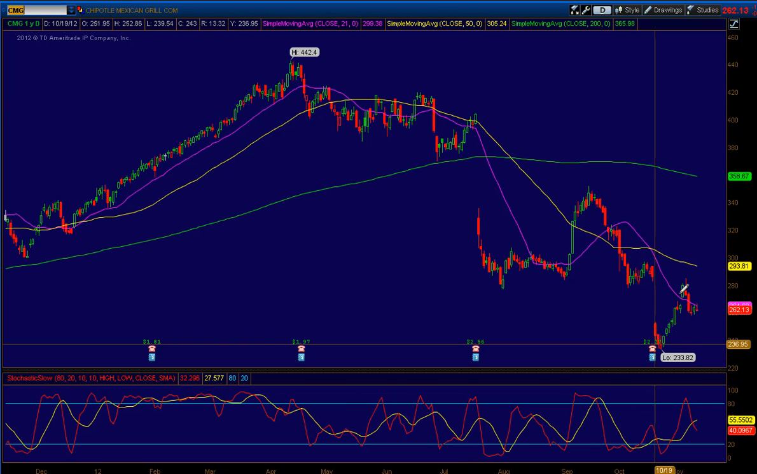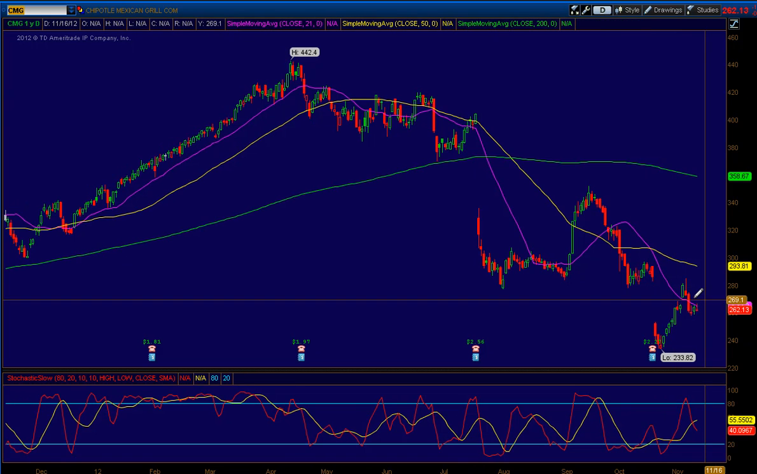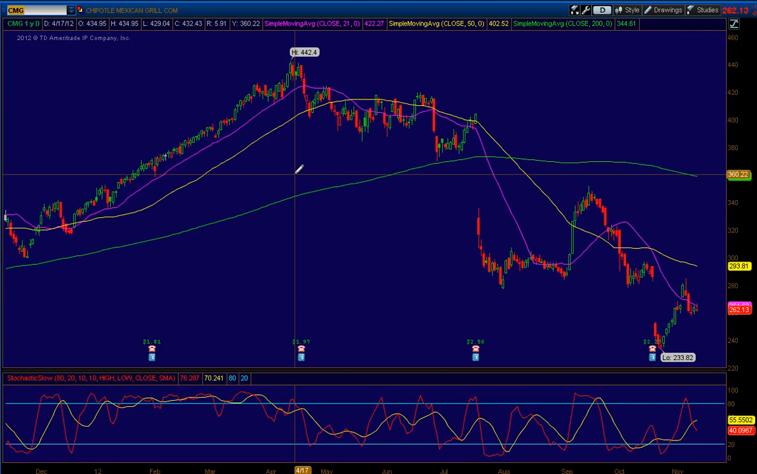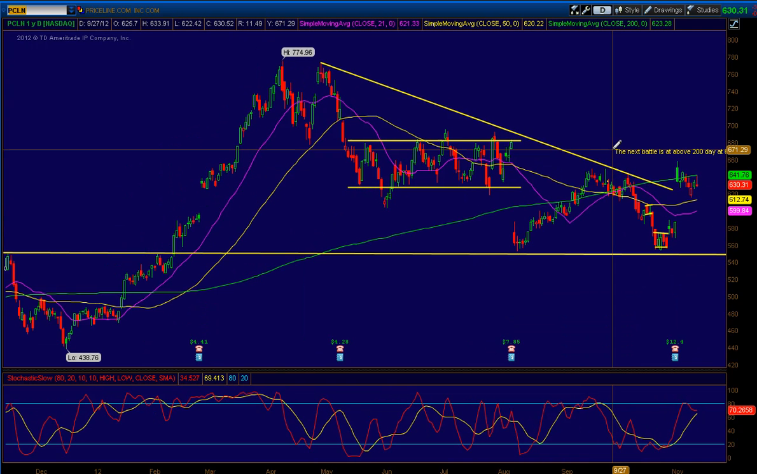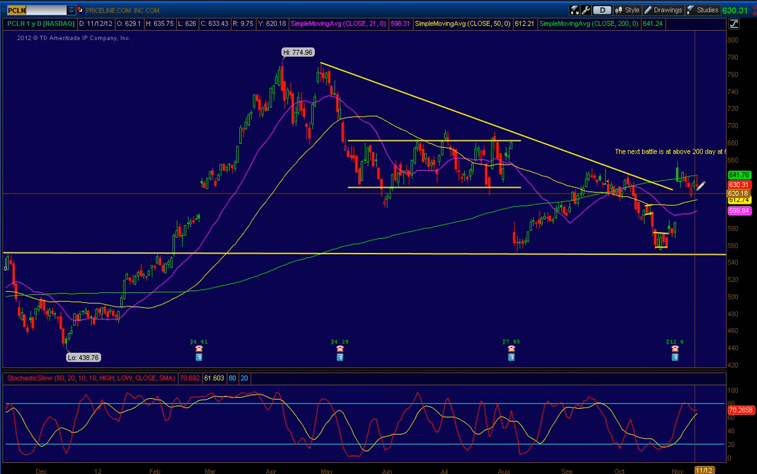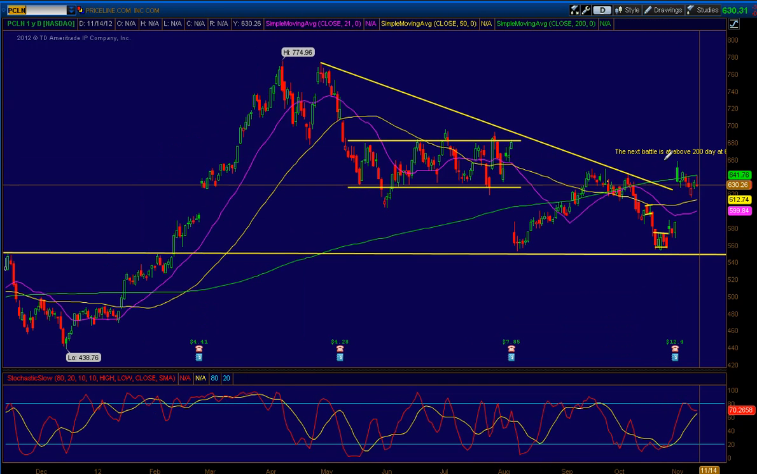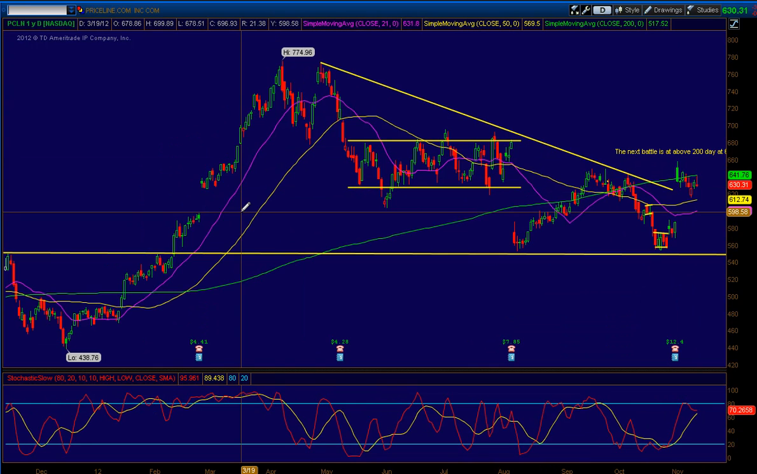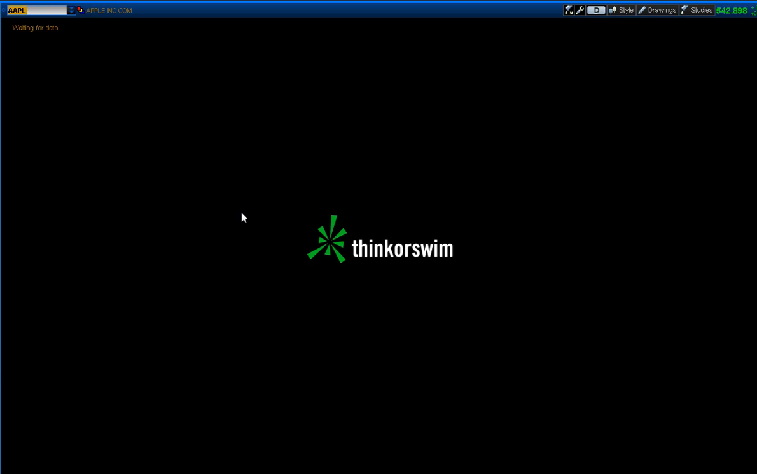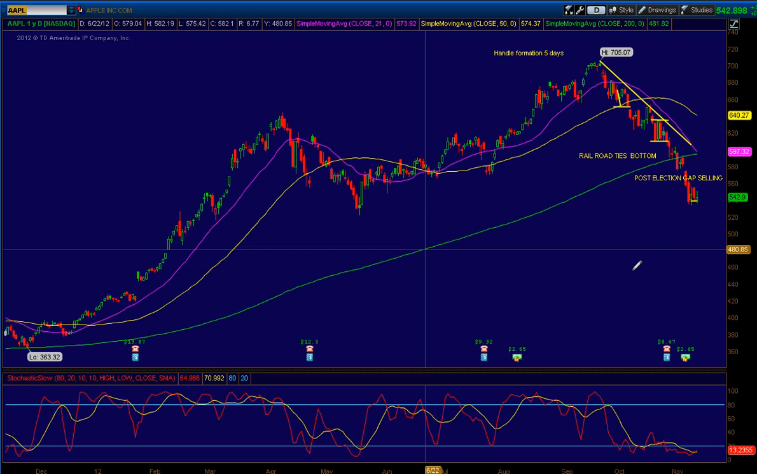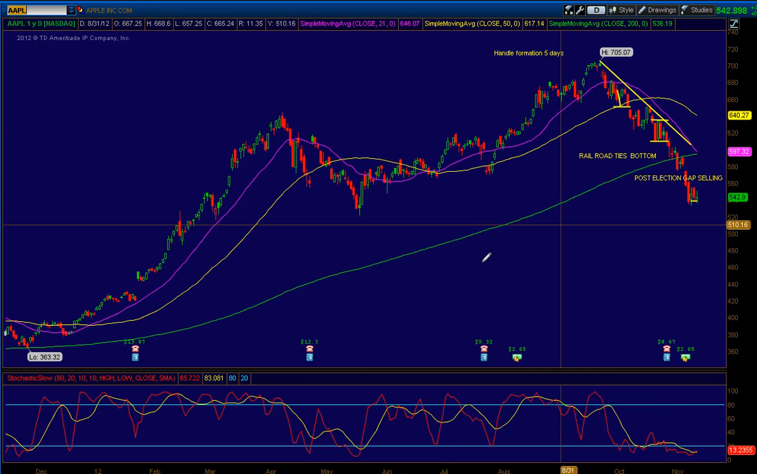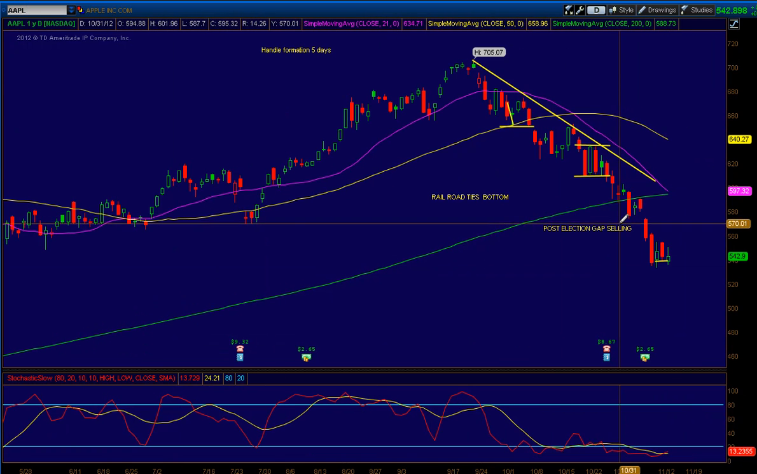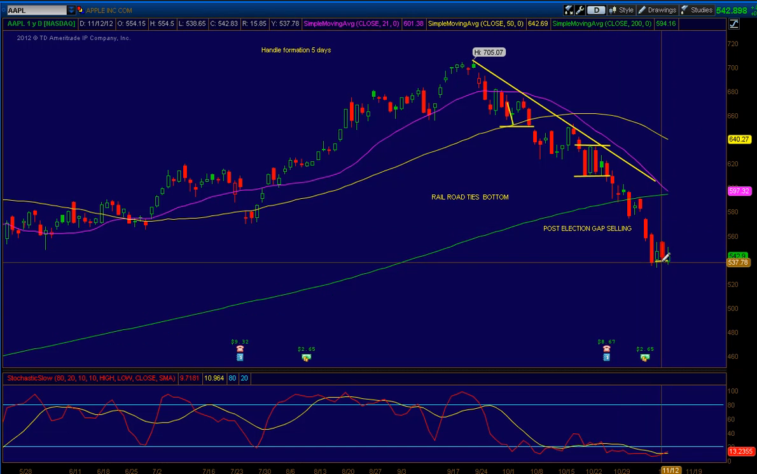Look at what happened here, gaps, drops, and continuation. PCLN is faring a lot better than most of the market. It dropped, but it is still above this trend line at 630 or so, and it's still hanging in there. It hasn't fallen badly. Apple, which is this one here, looks like it had that waterfall drop after the post-election gap selling and whipping, and now it looks like it's stabilized.